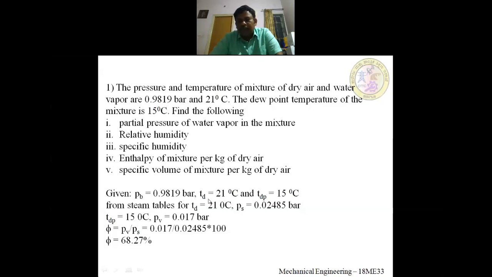Whenever they say the temperature of the mixture, it will be dry bulb temperature only. If there is a wet bulb temperature or dew point temperature, they will specify. If they have not specified, it means it's at a dry bulb temperature only. So TD will be 21 degrees Celsius, and the dew point temperature TDP is 15 degrees Celsius.